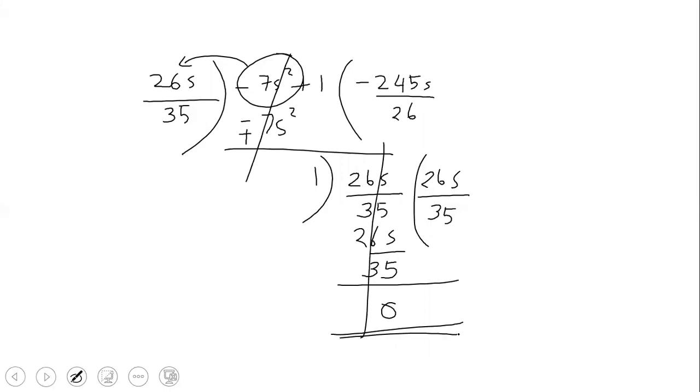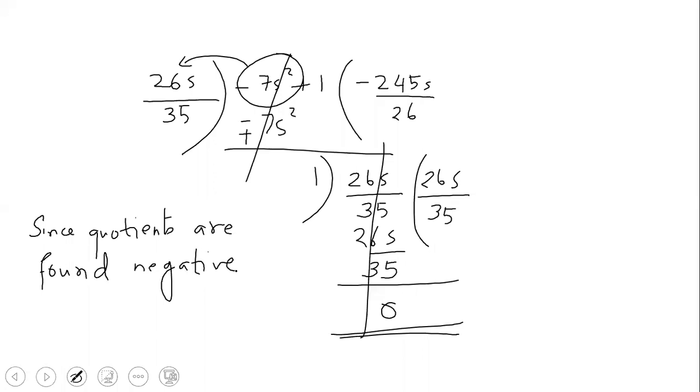So here you have to write that since quotients are found negative, P of S is not Hurwitz. So we started from here.